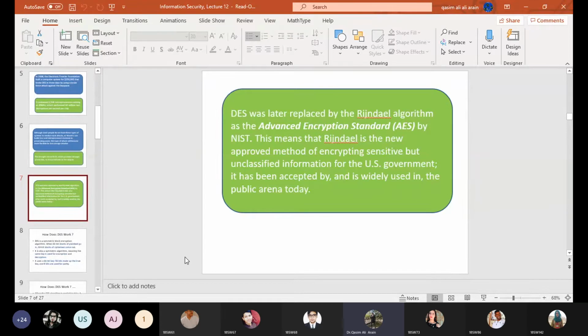So DES was later replaced by the Rijndael algorithm as the Advanced Encryption Standard by NIST. This means that Rijndael is the new approved method of encrypting sensitive but unclassified information for the US government. It has been accepted and is widely used. Actually, DES was replaced by the Rijndael algorithm as the Advanced Encryption Standard. Why have we replaced it? Because DES was compromised, right? That algorithm was previously called Rijndael, and the approved version was called AES, right?